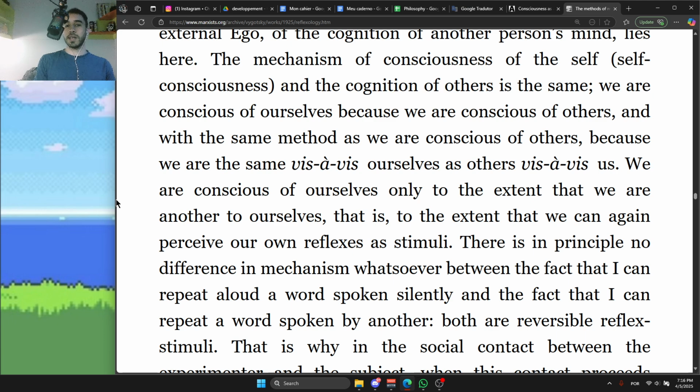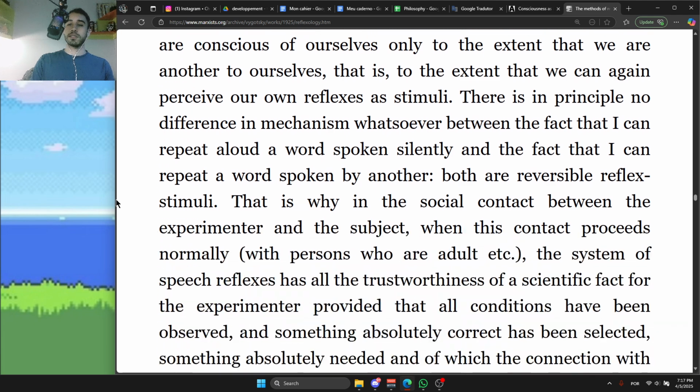We are conscious of ourselves because we are conscious of others, and with the same method as we are conscious of others, because we are the same vis-a-vis ourselves as others vis-a-vis us. We are conscious of ourselves only to the extent that we are another to ourselves, that is, to the extent that we can again perceive our own reflexes as stimuli. There is in principle no difference in mechanism whatsoever between the fact that I can repeat aloud a word spoken silently and the fact that I can repeat a word spoken by another. Both are reversible reflex stimuli.